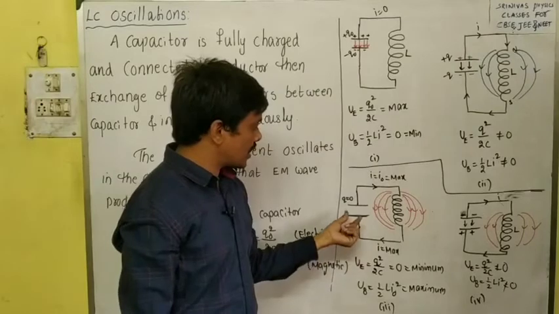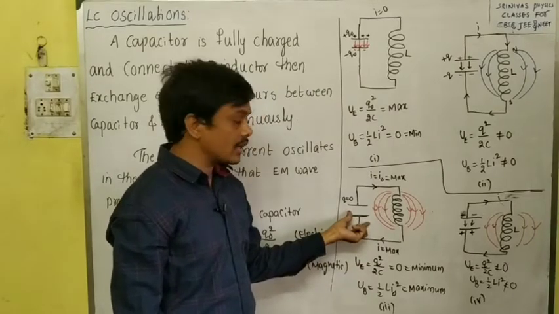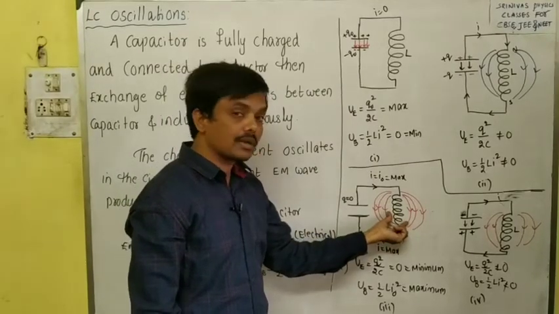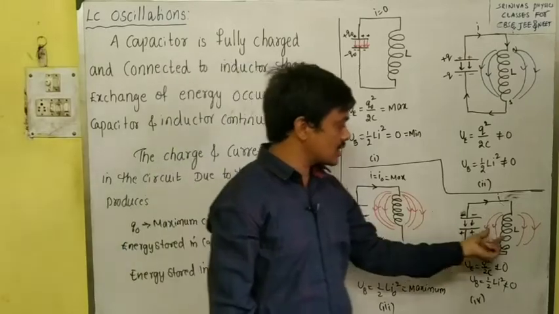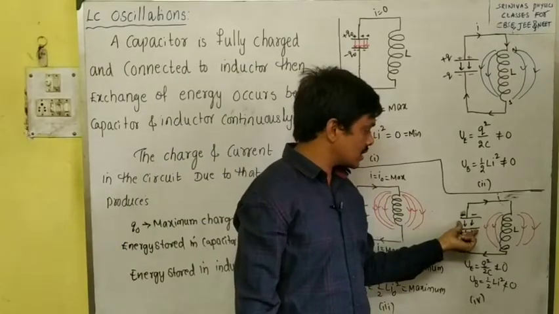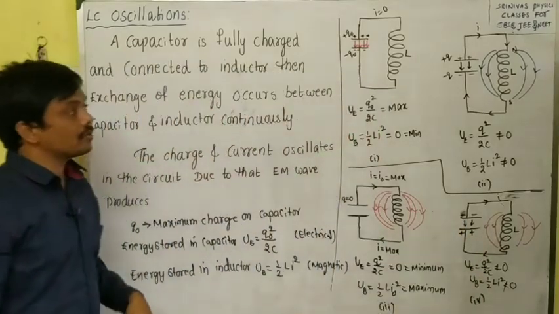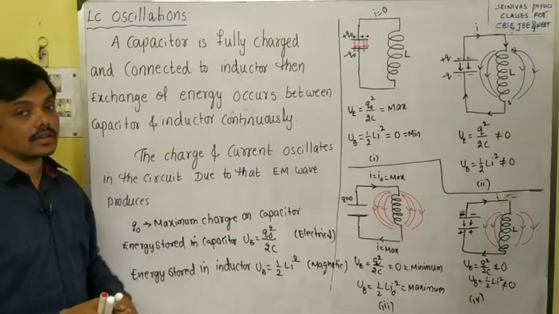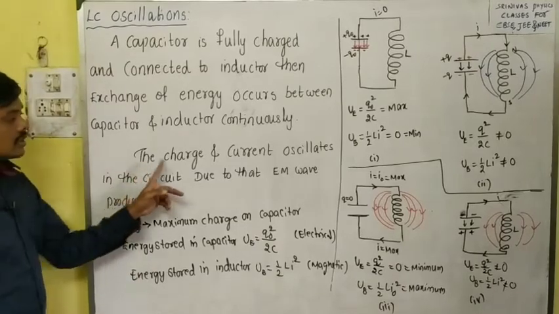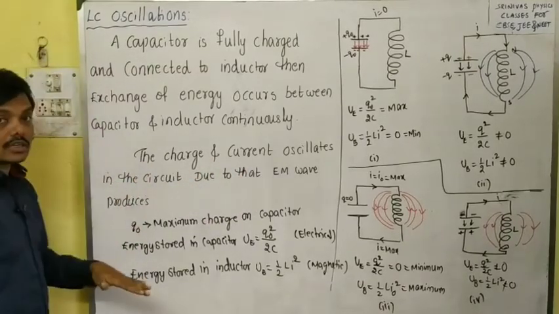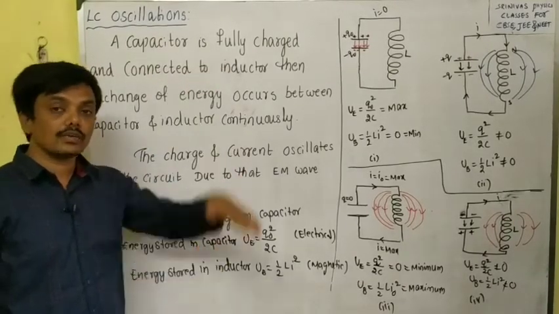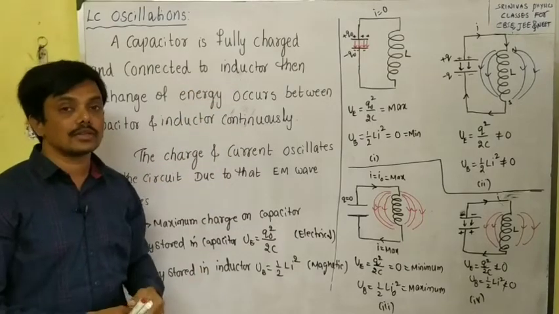After some time, what happens? The energy in the capacitor again becomes zero, but the energy in the inductor becomes maximum. Now the inductor energy starts decreasing and the capacitor energy starts to increase. That means the capacitor discharges and then after that charges. Then the charge and current oscillate. The charge value is increasing and decreasing, the current value is increasing and decreasing. That means it is oscillating.